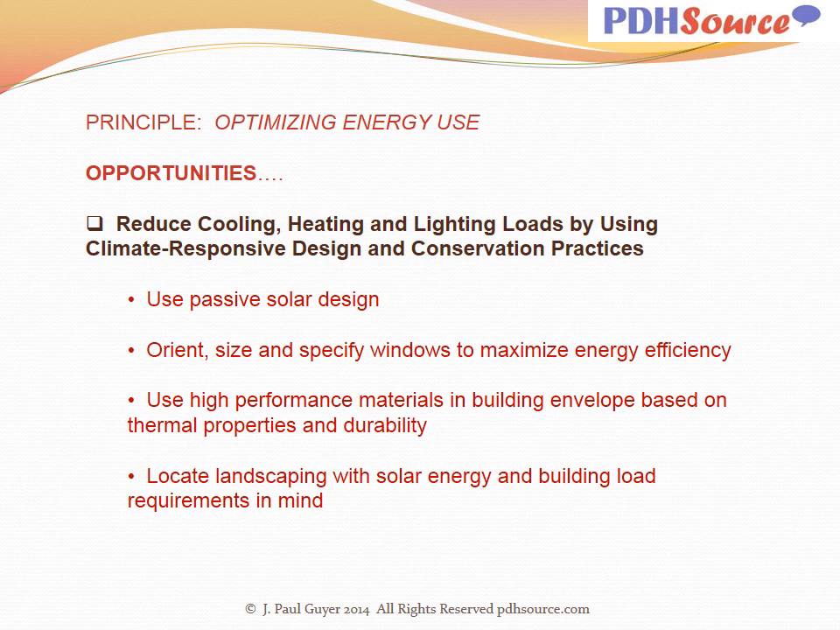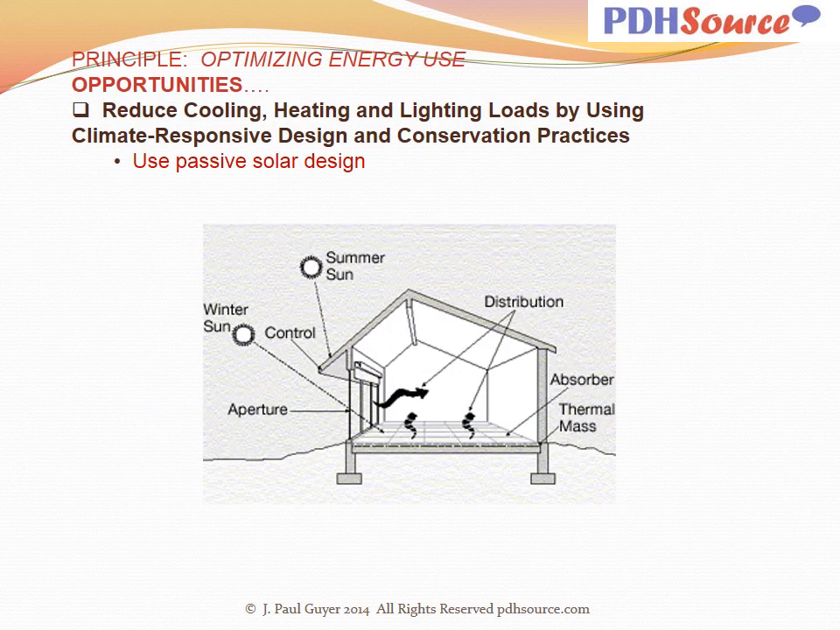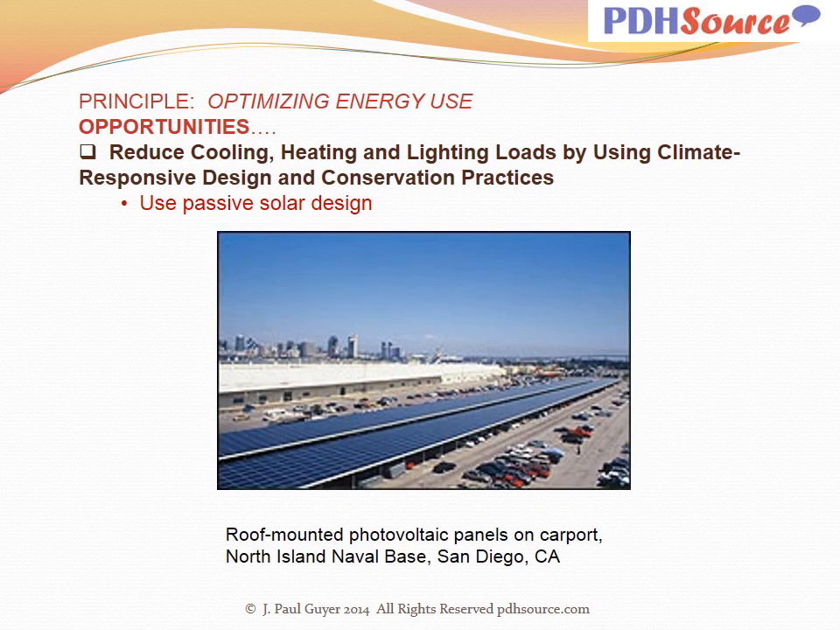Use high performance materials in the building envelope. That means insulation typically. So well insulated buildings, a fundamental way of reducing energy consumption for heating and cooling purposes. Locating landscaping with solar energy and building load requirements in mind. And here again is just a picture of the elements in a building where you are attempting to take advantage of solar energy to passively heat the building in the winter.